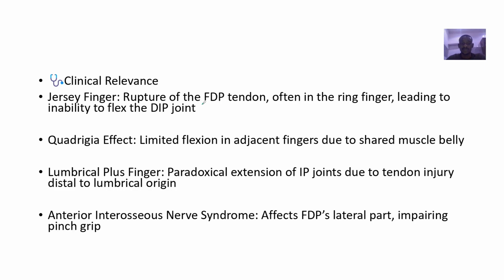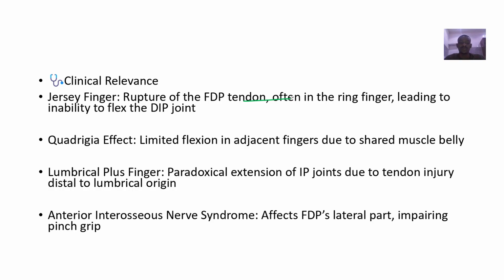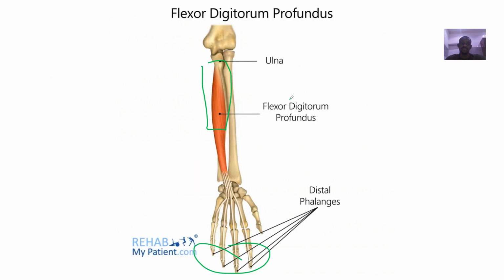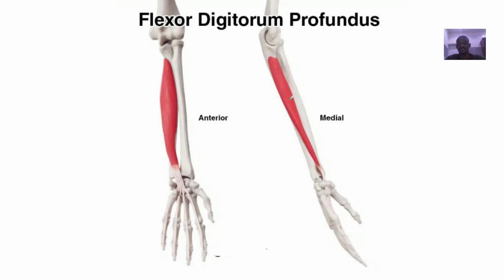So clinical relevance: it can be involved in jersey finger, often affecting the ring finger. We'll talk about all this. Of course, that's why we are having briefings on the anatomy, because later we'll start talking about all this pathology. It will not be something new. We have the quadriga effect. Alright, we have the lumbrical plus finger, then we have the anterior interosseous nerve syndrome. Alright, so we'll get to talk about all of this in our coming videos.